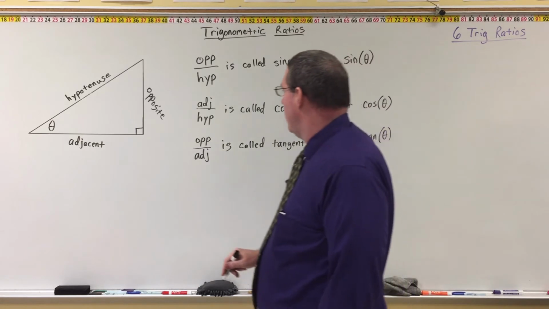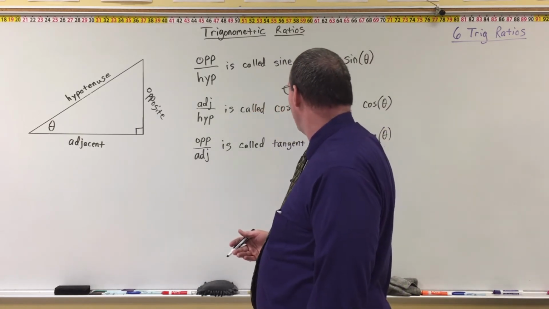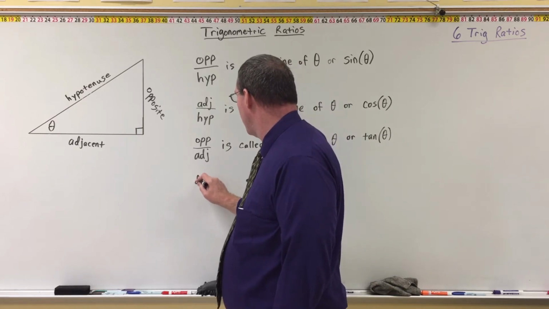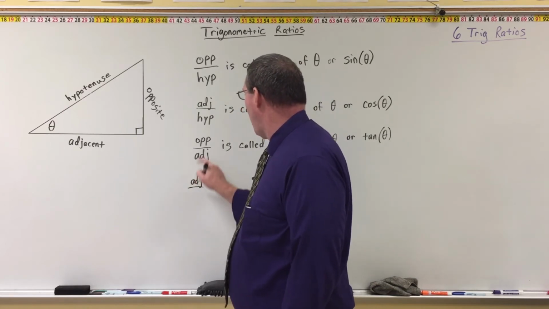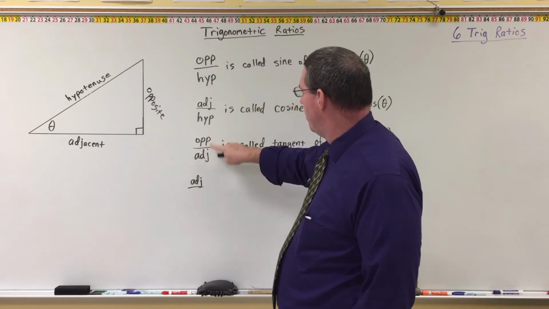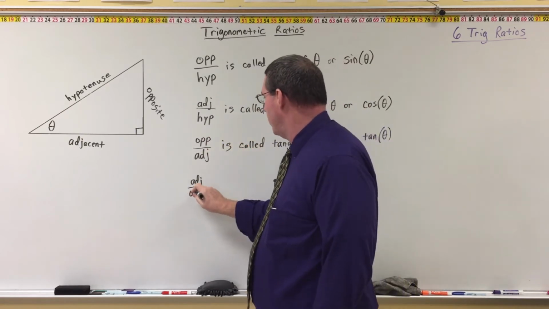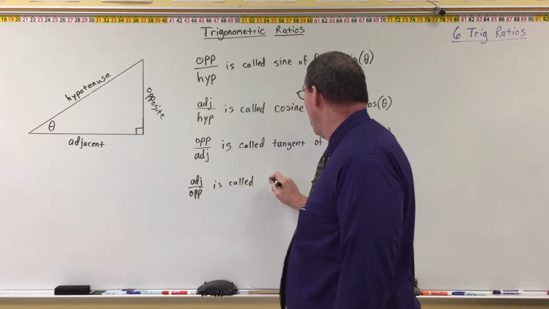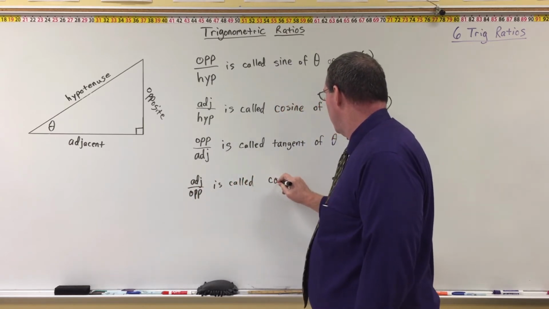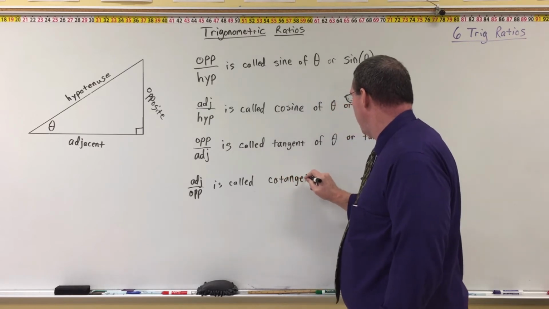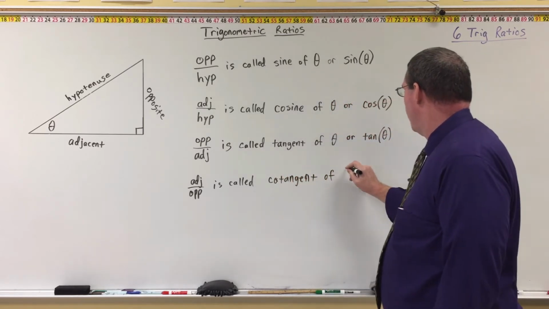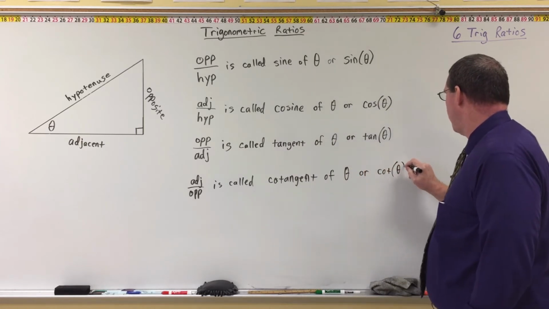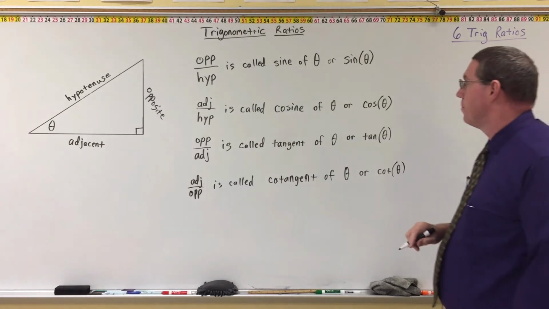All right, so now let's do a few other interesting ones. Let's now do adjacent over opposite. So we're going to flip this one over. We're going to put adjacent on top and opposite on the bottom. Adjacent over opposite is called the cotangent of theta, or COT theta, cotangent of theta, okay?